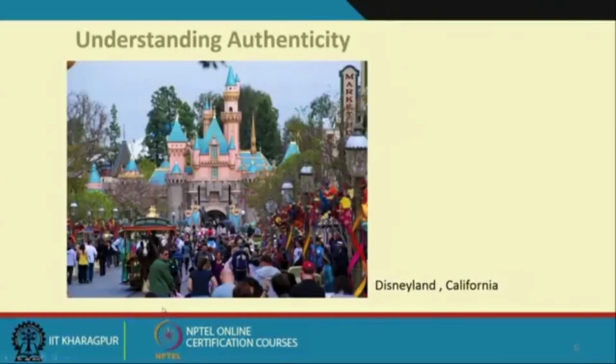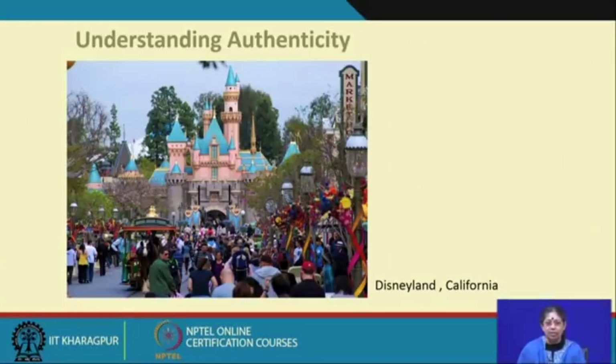Now, let us see understanding the authenticity. For example, we see here Disneyland, California. What do we see here? It is a replica or a fantasy castle which has been made there. So, definitely it is not a real castle. So, one can say that it is not authentic. Yes, it is not authentic if we consider it as a castle, but the entire concept of Disneyland is fairyland and illusion. That is the purpose of Disneyland.